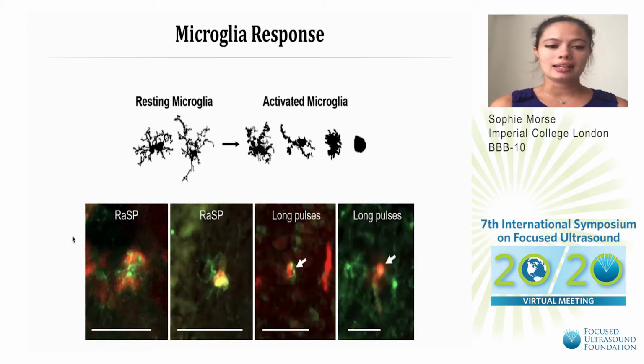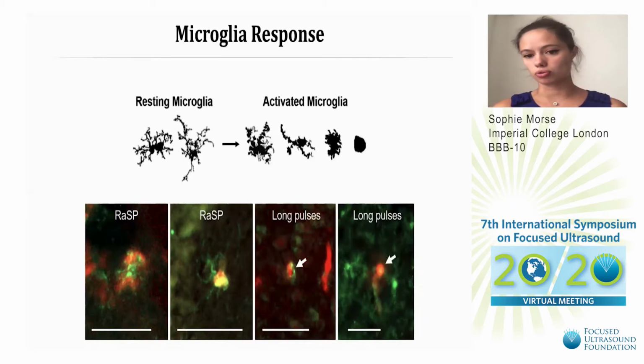Now, from my staining, what I see here, you're looking in green at the microglia stain and in red is the model drug. Now, with the rapid short pulses, the RaSP, you'll see that these microglia are ramified and branched. Whilst with the long pulses, all of the microglia that are uptaking our model drug are more rounded. So their form, their morphology is an activated state.